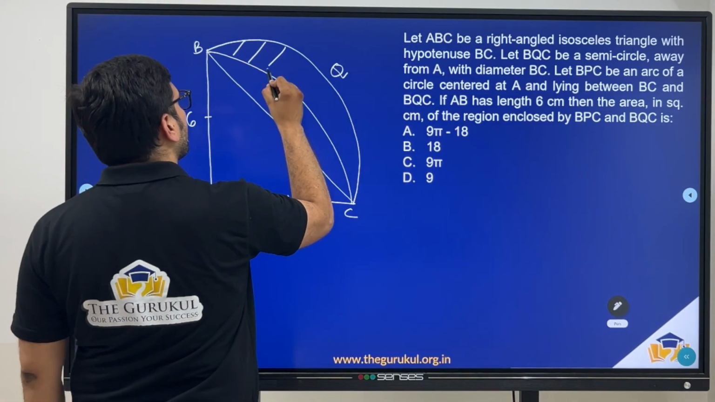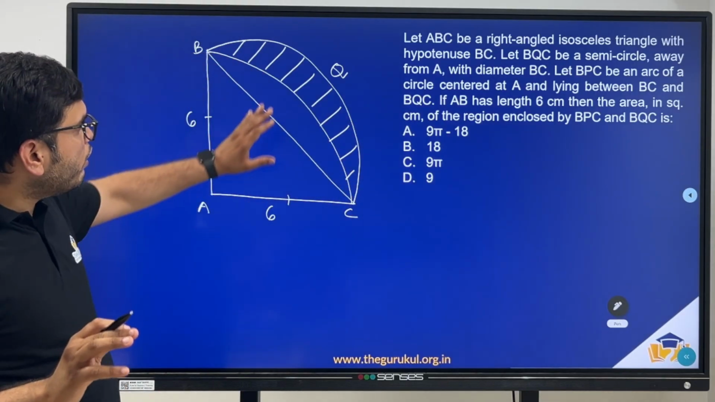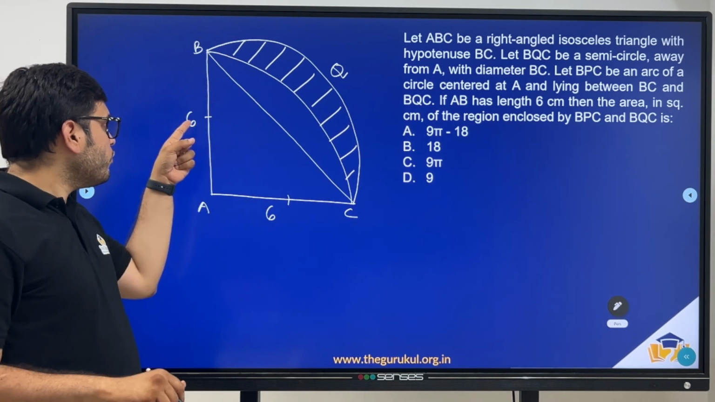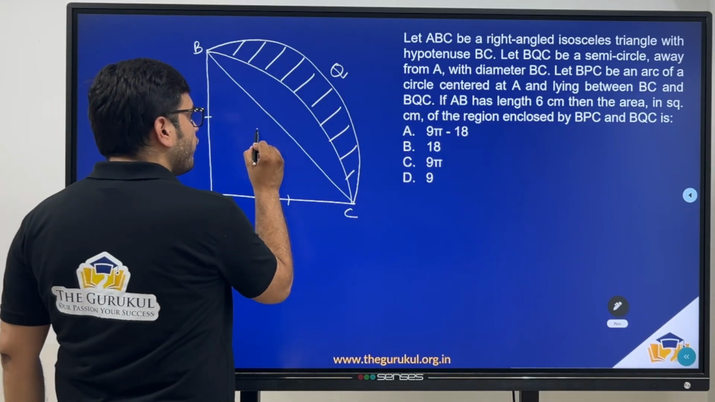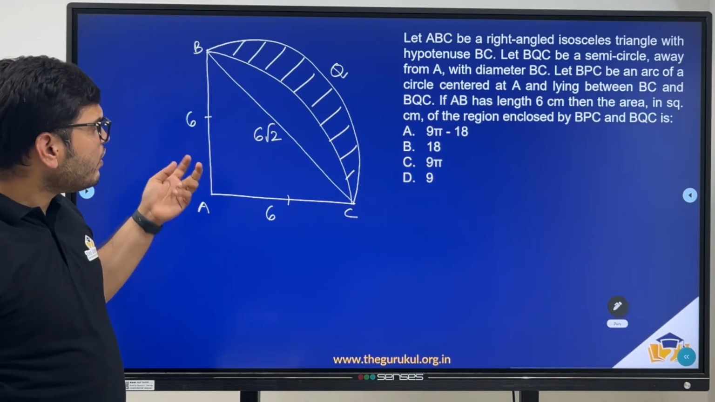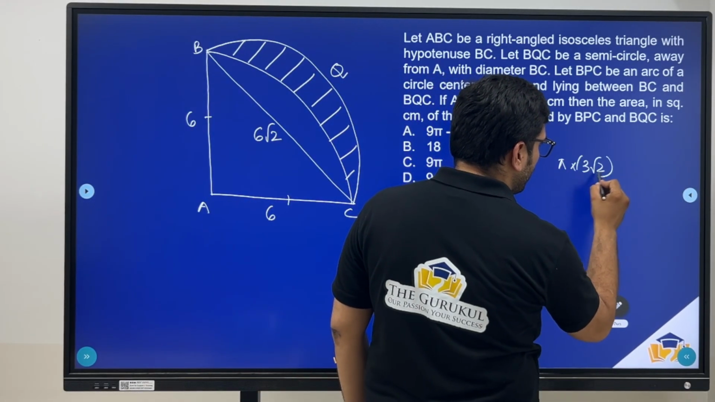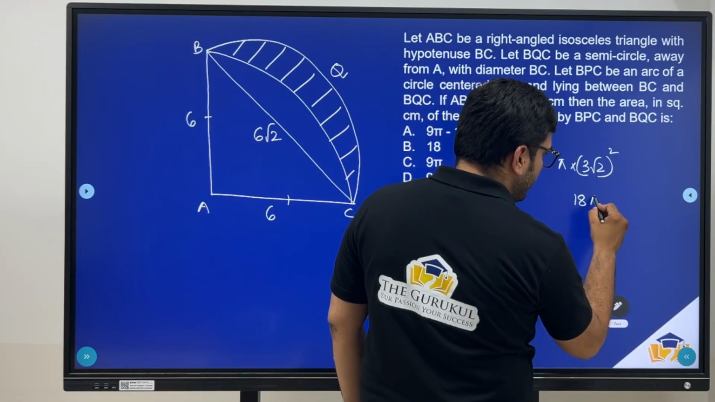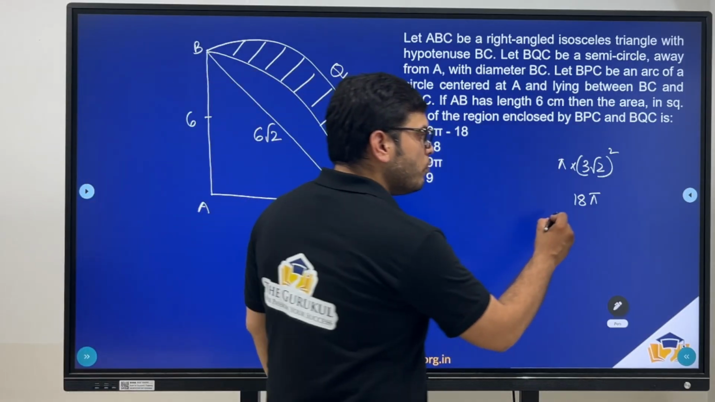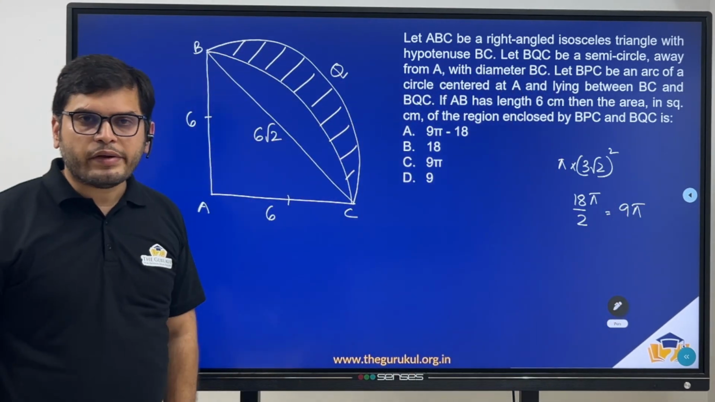Now we need to find the area of this region. First I want you guys to think how can we find the area of this region. Now we can find the area of the semicircle BQC, right? Because given these two sides, the length of the hypotenuse will be 6 root 2, right? Radius is 3 root 2. So the area will be pi into 3 root 2 whole square, which is nothing but 18 pi. Now what is 18 pi? Area of the circle. Right, but this is a semicircle, so by 2, that would be 9 pi. So the area of this semicircle BQC is 9 pi.